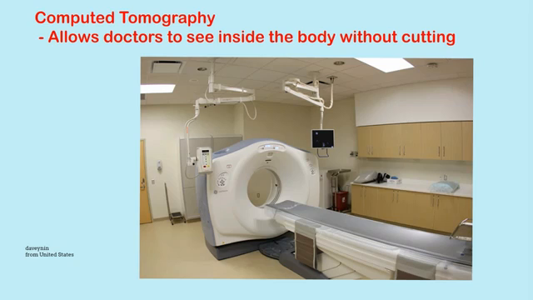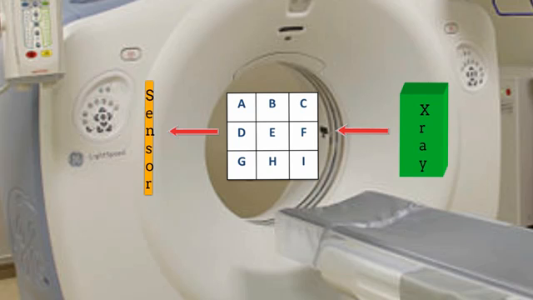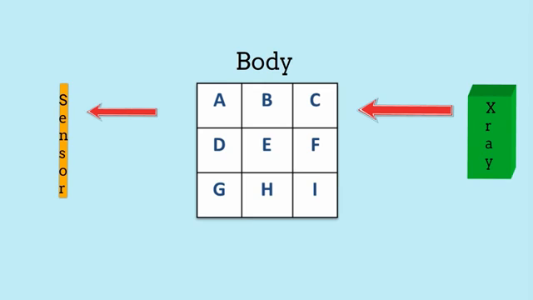So a patient lies on the tray and is put through the CT scan. This is a cross section where the hoop is. So we have an X-ray emitter, emits an X-ray, goes through a body part, stomach or chest, which I've represented as a square made up of 9 little squares labelled A through to I. Now as a result of that X-ray hitting the body, some of the X-ray gets through the body and hits the sensor where it can be measured.